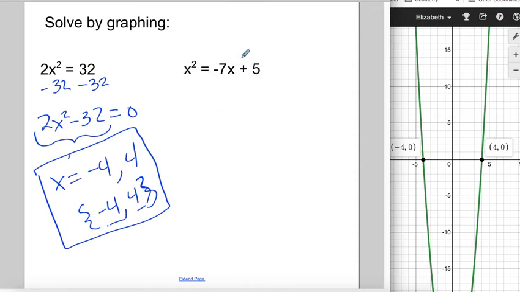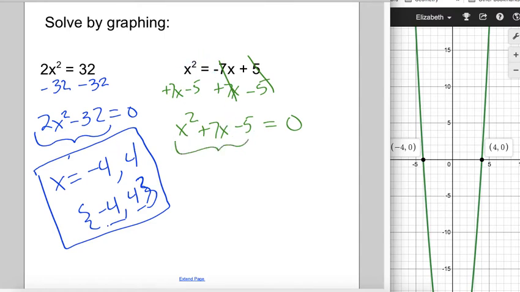Right here I've got another one, and there are two things that I need to move over to the left side. I need to move the -7x, and to move it I'm going to add 7x, and to move the 5 I'm going to subtract the 5. On the right side I'm going to be left with 0, and on the left side I had x squared, and now I moved the -7x by adding it, so I have a positive 7x. And I moved the 5 by subtracting it, so I have a -5. There were no like terms over there to combine with.